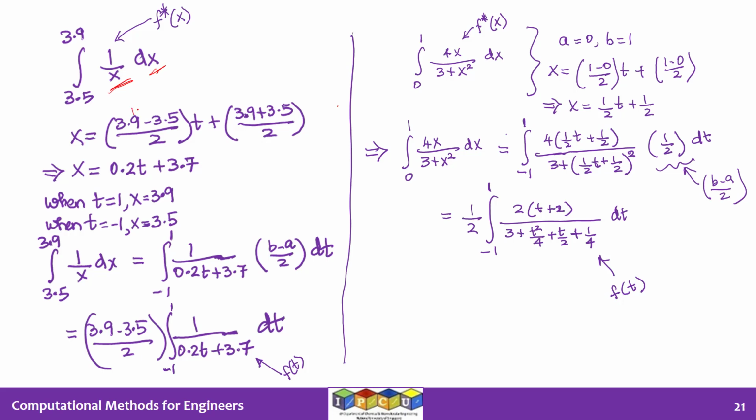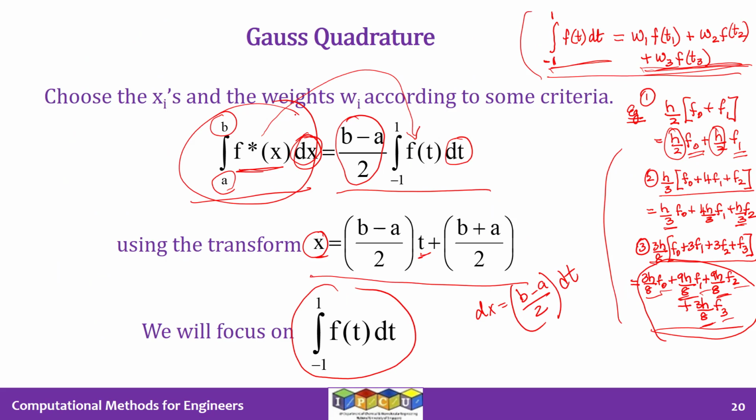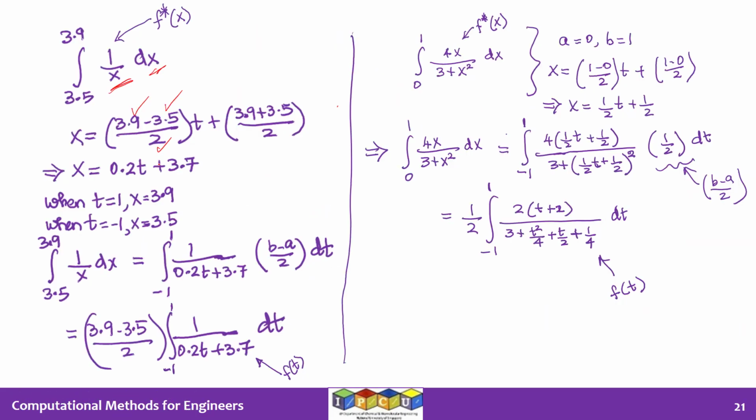x is equal to (b minus a) by 2 times t plus (b plus a) by 2. This is exactly taken from here. So what you can see is this is a linear transformation, right? This is a linear function. So we are linearly transforming x using what was given in the previous slide.